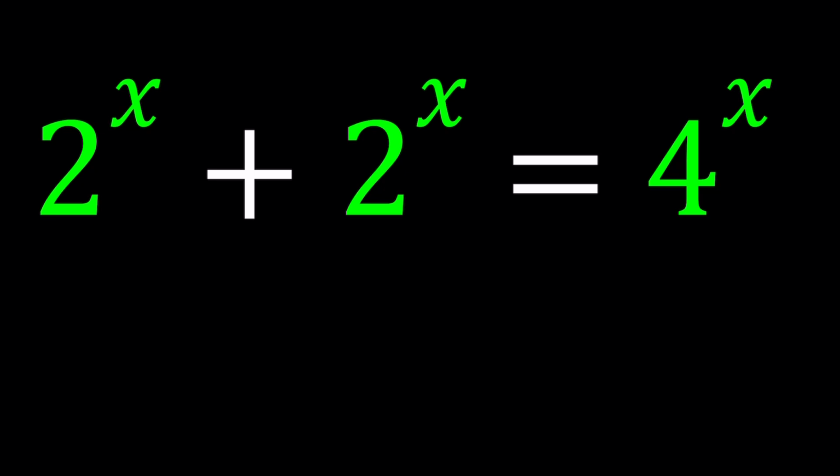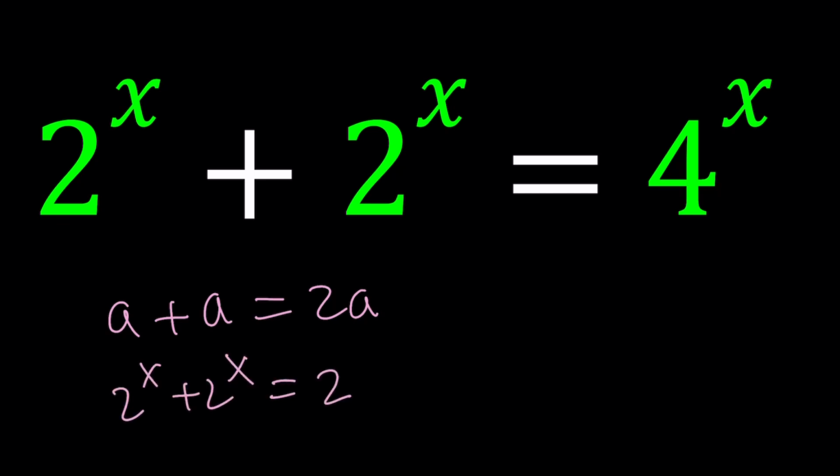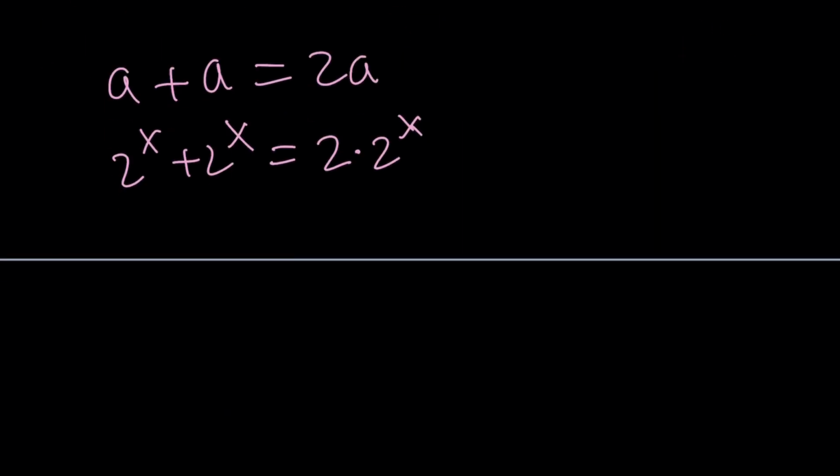Make sense? Okay, there's a couple ways to approach this problem. One way to do it is fairly simple. If you add a plus a, you get 2a. Awesome. What is a in this case? 2 to the power x. So if you add 2 to the x and 2 to the x, you get 2 times 2 to the x, because 2a means 2 times a, right? What's that supposed to mean though? How can I solve this problem?